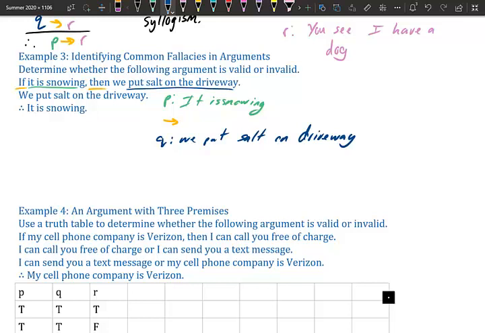All right, next we put salt on driveway. That represents Q. Therefore, it is snowing. So it is snowing was P. So let's break this down into symbols. We have P, if then Q. Next sentence, we put salt in the driveway, so Q. Therefore, it is snowing, P. So P, if then Q, Q, therefore P.